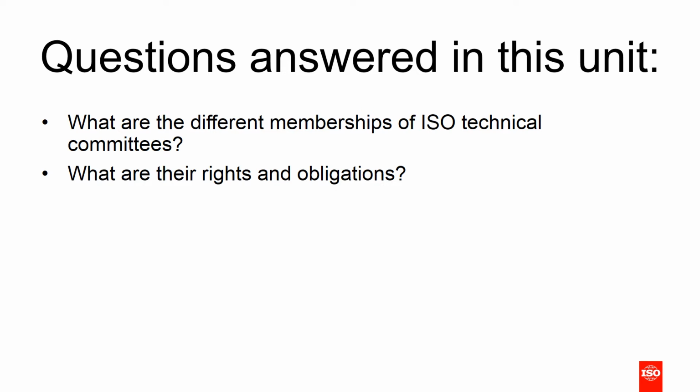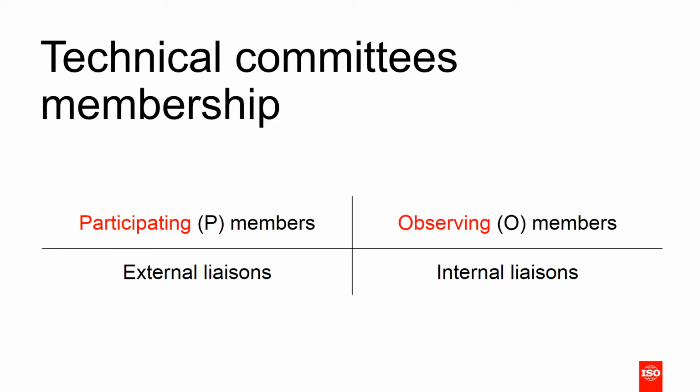So the questions answered in this unit are: what are the different memberships of ISO technical committees, and what are the associated rights and obligations? The main aim of this unit is really to help you understand who is sitting next to you at an ISO meeting, either at a plenary or at a working group meeting. There are four different categories of membership. We see them appearing on this slide.